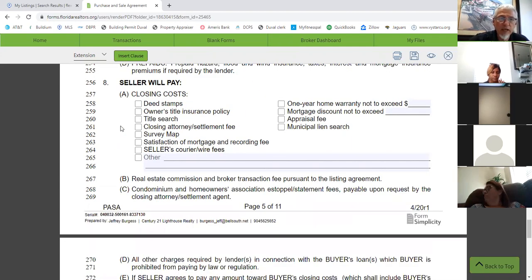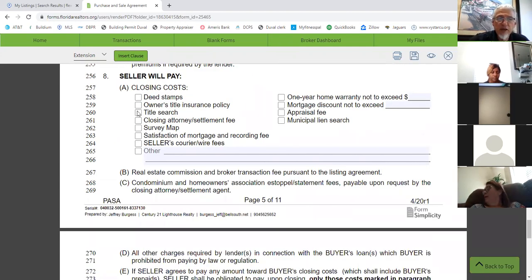Okay, seller will pay. Most of these things here have to do with delivering clear title. That's what a seller will pay. Deed, owner's title policy, title insurance, closing attorneys, survey map, satisfaction of mortgage, and seller's courier fees. Then if you're representing the buyer, it's a distressed property, you may want him to pay for the municipal lien search. But again, don't be surprised if it comes back at you, because there's a lot of agents like me out there.